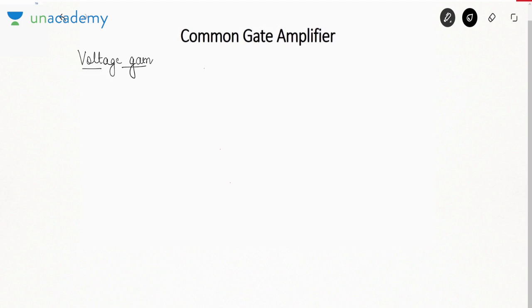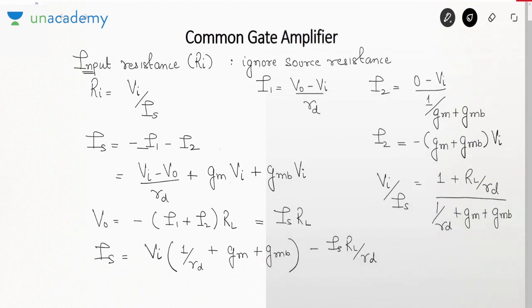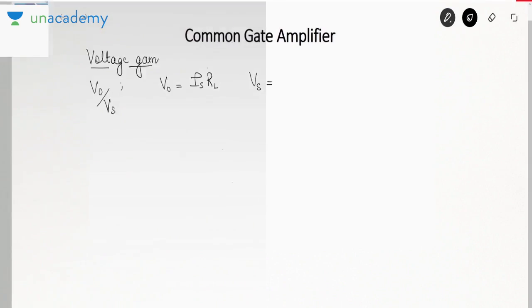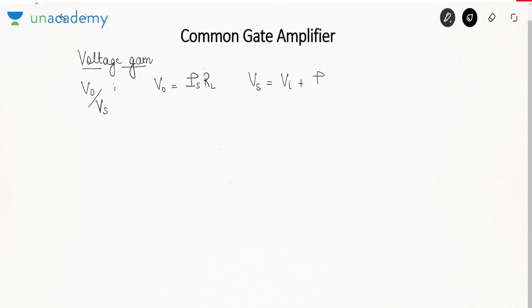Okay, voltage gain. So we know voltage gain is V0 by Vs. V0, in the previous derivation, I wrote as Is into RL. What about Vs? If you apply KVL, Vs is Vi plus Is Rs. Now Vi is Is Ri, so Vs is Is times (Ri plus Rs).